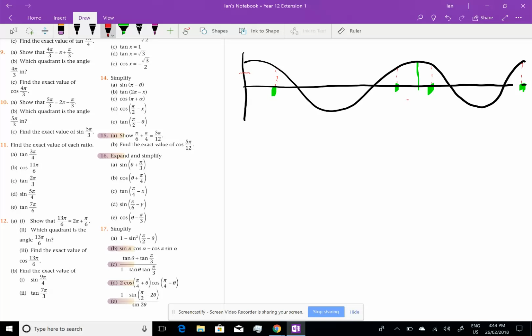Here's 2 pi. There are my two solutions. They repeat again here, and they just moved along 2 pi. So the formula for cos theta equals A is theta equals 2n pi, however many iterations of 2 pi you want, plus or minus whatever the acute angle is, inverse cos of the acute angle, the ratio.